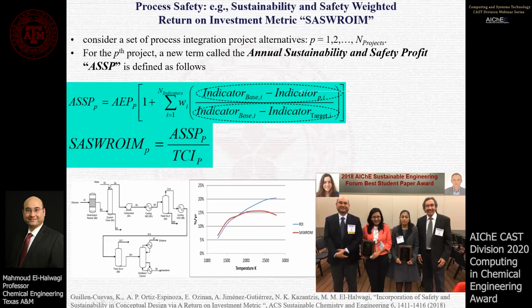Next, I'd like to highlight the need to consider process safety, both in conceptual design and also as part of sustainable design. So to help the process designers include safety, metrics must be developed to guide the design. Process engineers always like to have metrics. And here I'm showing you a sustainability and safety weighted return on investment metric, which is more general than the sustainability weighted return on investment metric that I showed you earlier.